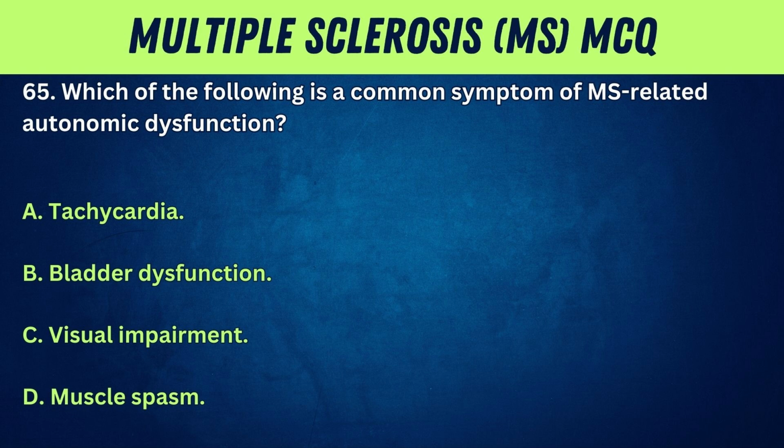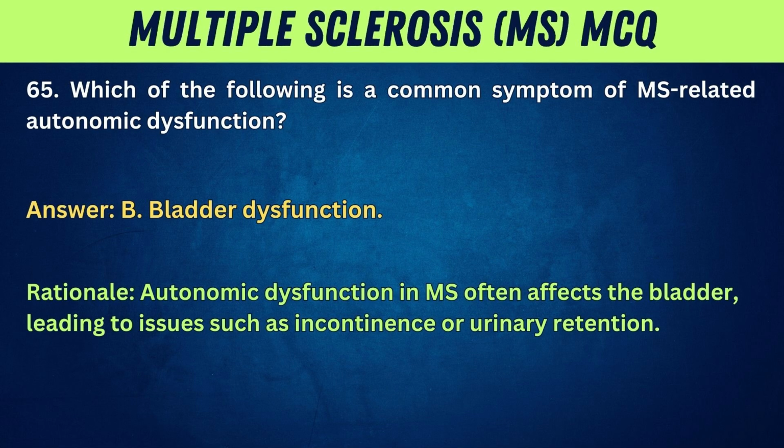65. Which of the following is a common symptom of MS-related autonomic dysfunction? A. Tachycardia. B. Bladder dysfunction. C. Visual impairment. D. Muscle spasm. Answer: B. Bladder dysfunction. Rationale: autonomic dysfunction in MS often affects the bladder, leading to issues such as incontinence or urinary retention.